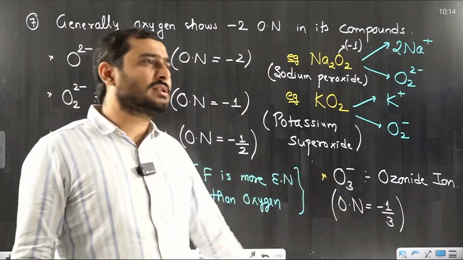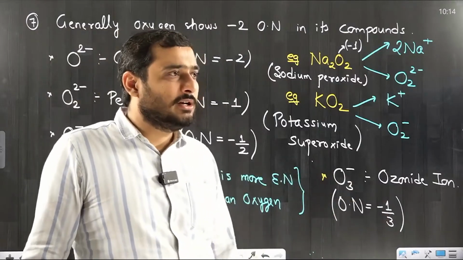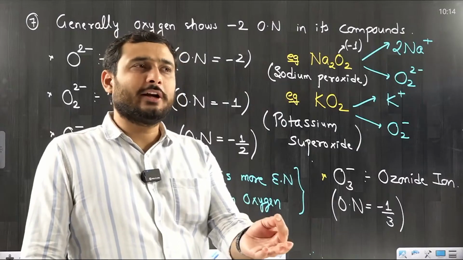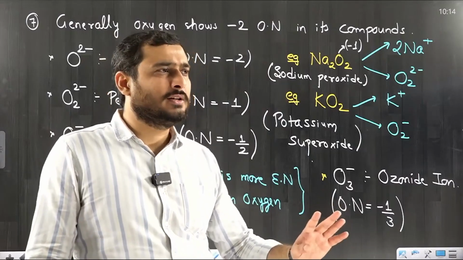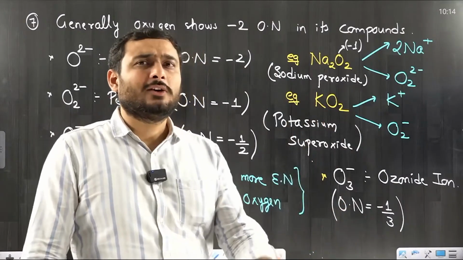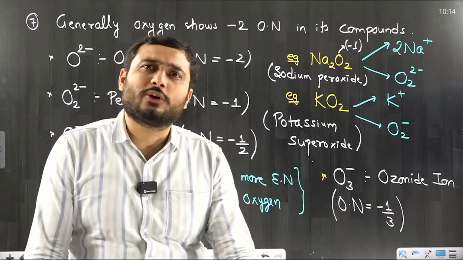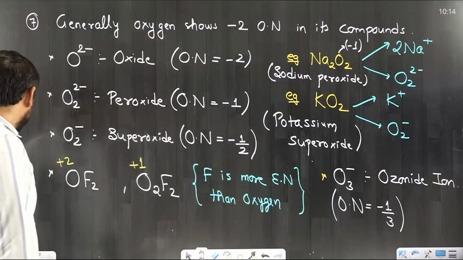Metals are electropositive. Non-metals are electronegative. Just remember this term. And only remember three elements: fluorine, oxygen, nitrogen. Fluorine is most electronegative, then oxygen, then nitrogen. So when you study the periodic table, you will find all these orders: the order for electronegativity, the order for electropositivity. Now let us move to the next point.